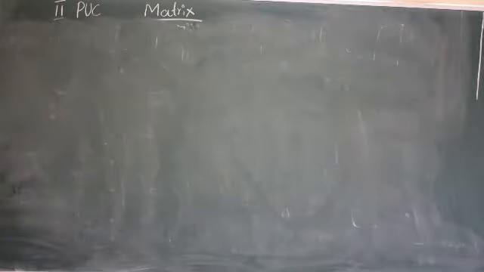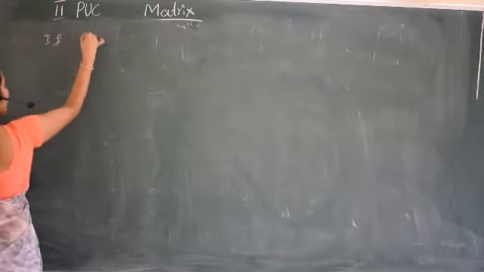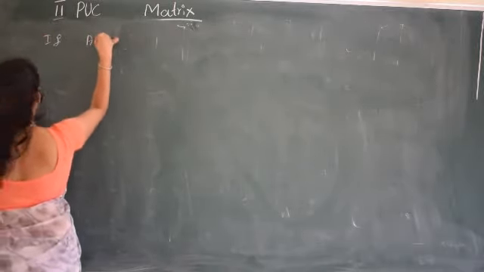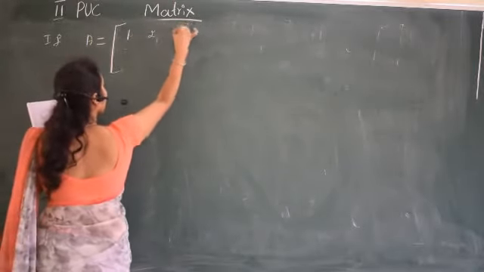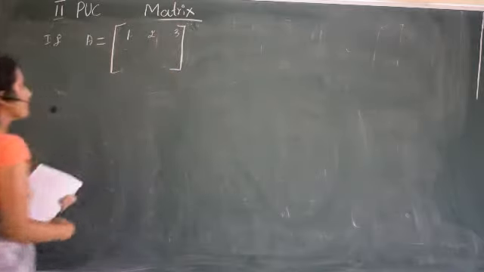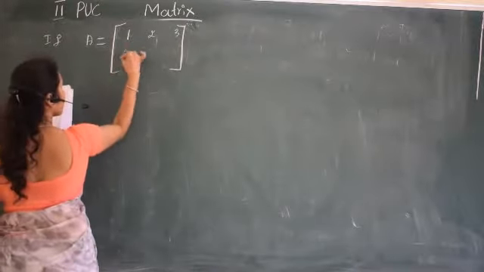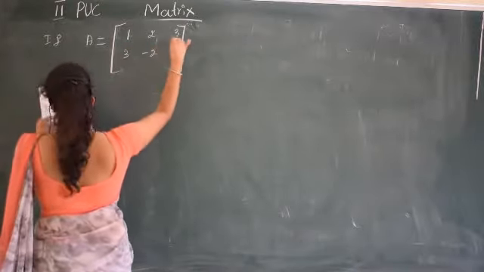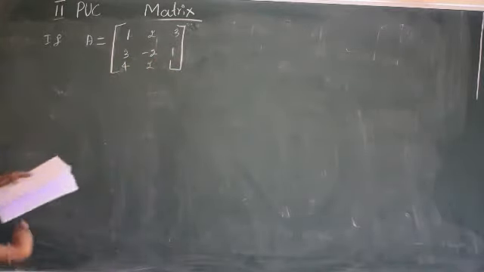Next problem, this is also one of the important problems. Next we have to calculate one more problem. If A is equal to a matrix of 3 by 3, 1, 2, 3, 3, minus 2, 1, 4, 2, 1. So this is the given matrix.